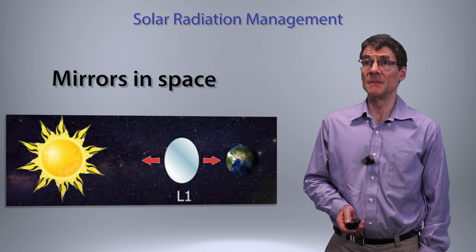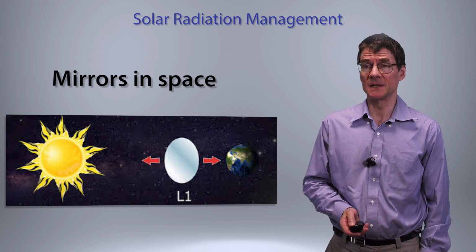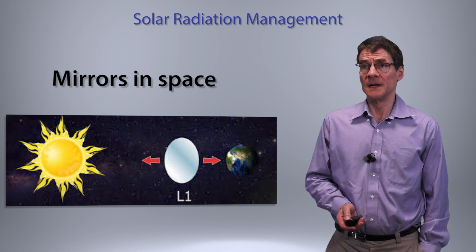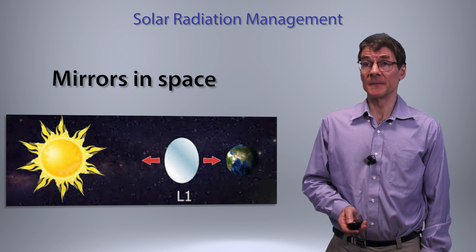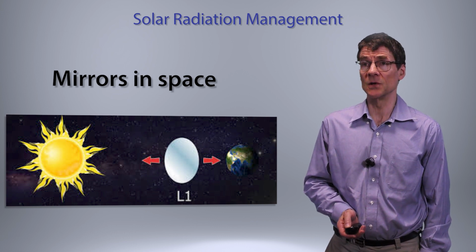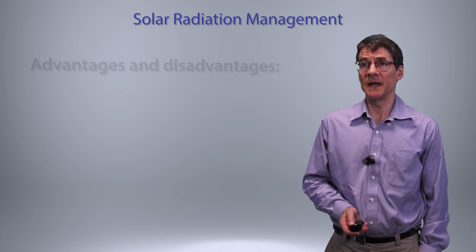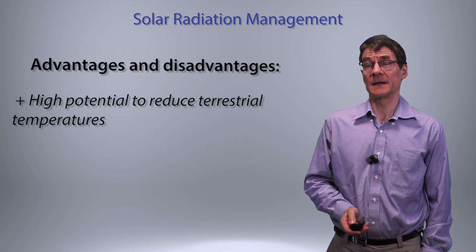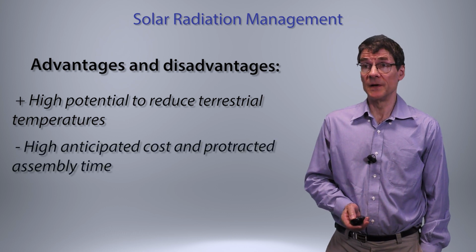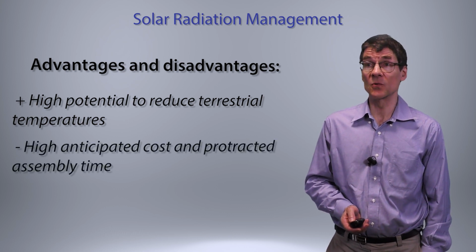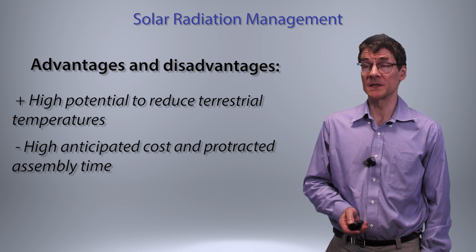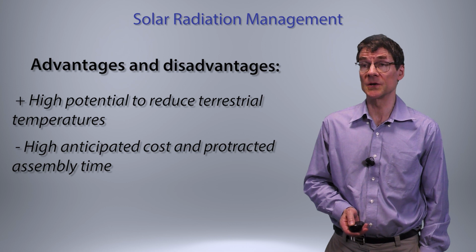So what are the pluses and minuses of this technology? Well, it's a new one. It's just at the conceptual stage. Clearly, if you have a very large mirror, you can reflect an appreciable fraction of all the incoming solar radiation. And so it has the potential to materially combat climate change. But the disadvantages include the very high cost and the protracted time required to assemble the mirrors. It's somewhat doubtful that it could be done at scale before the end of this century.